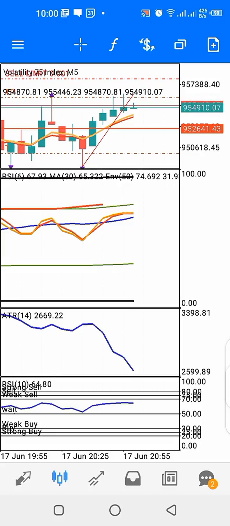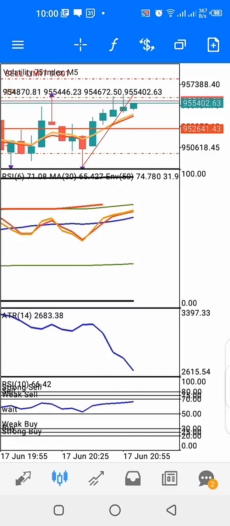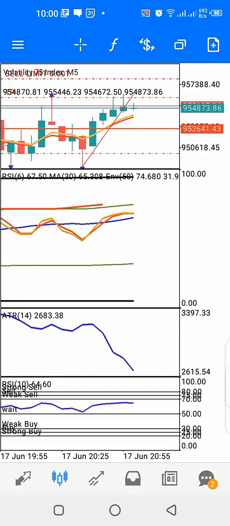For volatility 75 index, I take my support to be at the 8,000 level. Right now, price is at 955,400. So my support will be at 948,000, and my resistance will be at 958,000. For my support, I'll place a buy limit. At my resistance, I'll place a sell limit.